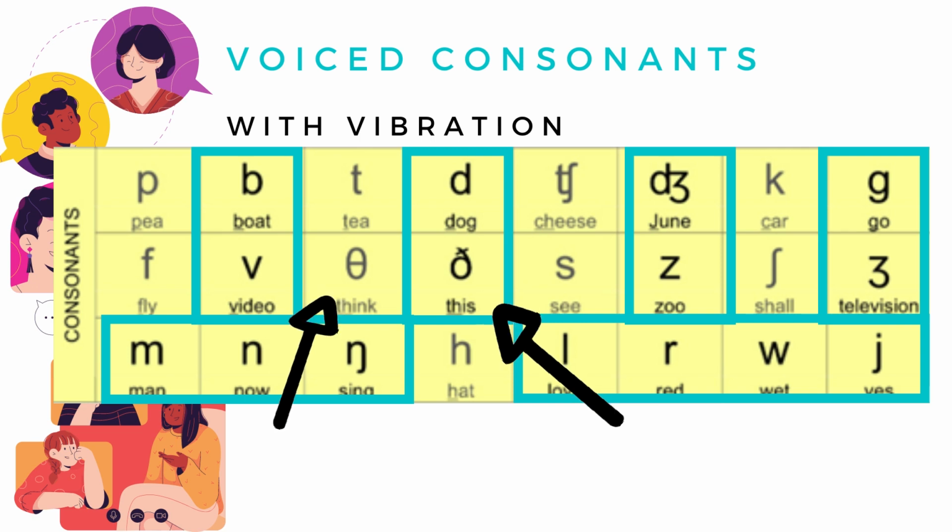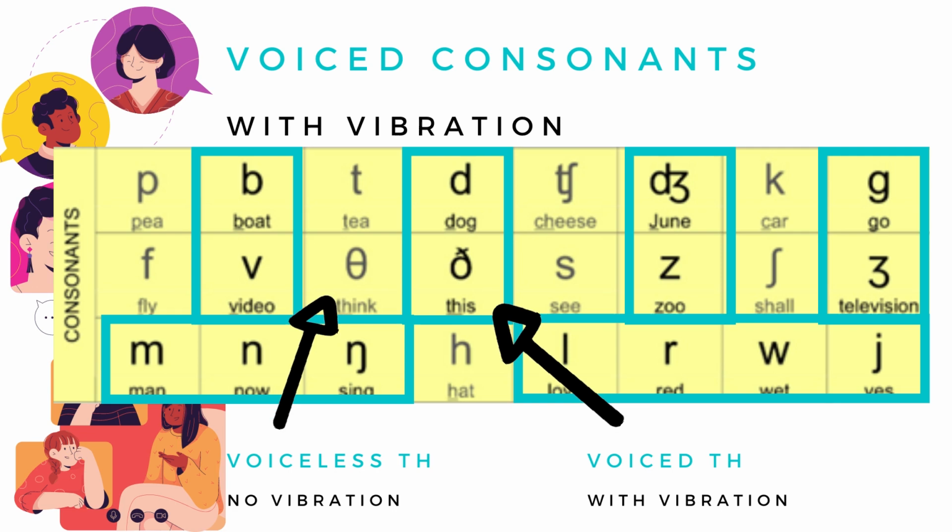This, this. What about this time? Did you feel the vibration? Yes. So that is what it means when we speak of voiced sounds. The TH sound in this is produced with vibration in our vocal cords. Therefore, it is considered a voiced consonant sound.